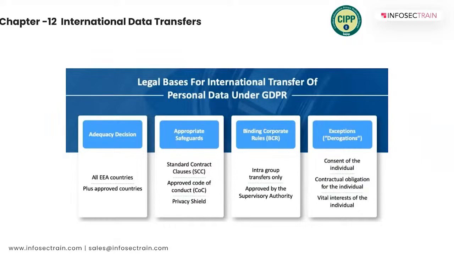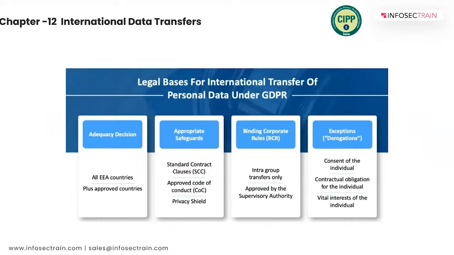Currently there are 18 countries. It's not only countries; certain sectors within a country can also be selected. For example, in Canada we have PIPEDA, and in the UK there are also certain sectors which fall under adequacy decision. Adequacy decision is considered a very essential way to do international data transfer. The reason is, the moment you come under adequacy decision, you don't need to consider any other instrument for transferring data outside the European Union. It's one of the easiest ways.